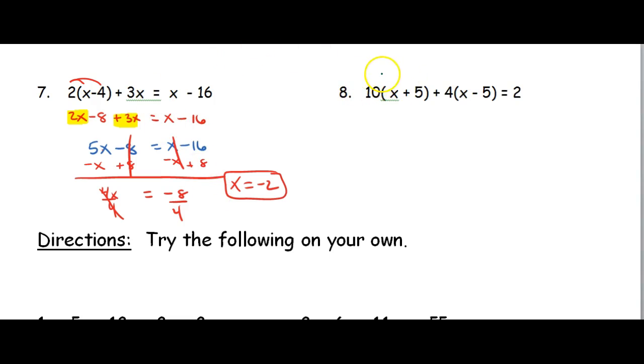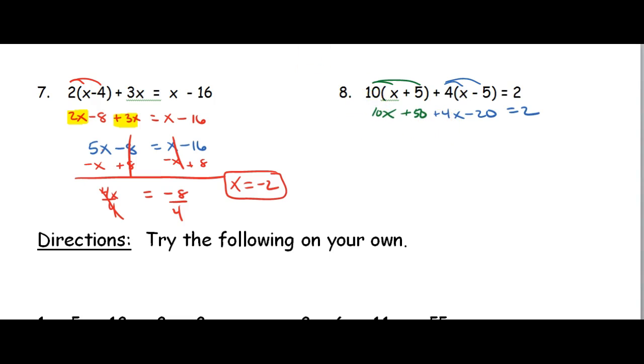Now, this next example. On the left side of this equal sign, first thing I have to do is distribute the 10. 10 times x gives me 10x. 10 times 5 gives me plus 50. But I also have to distribute this 4 on the left side. So positive 4 times x gives me plus 4x. Positive 4 times negative 5 is negative 20 equals 2.